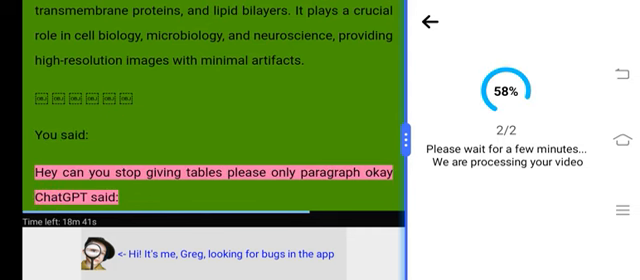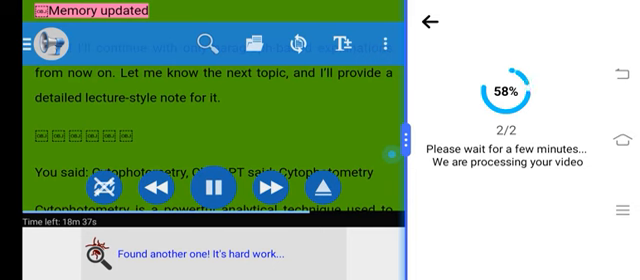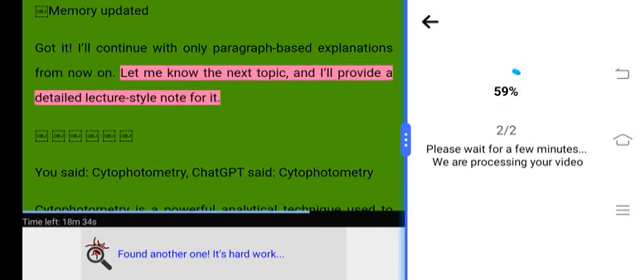You said: Hey, can you stop giving tables please? Only paragraph. Okay. ChatGPT said: Memory updated. Got it. I'll continue with only paragraph-based explanations from now on. Let me know the next topic, and I'll provide a detailed lecture-style note for it.